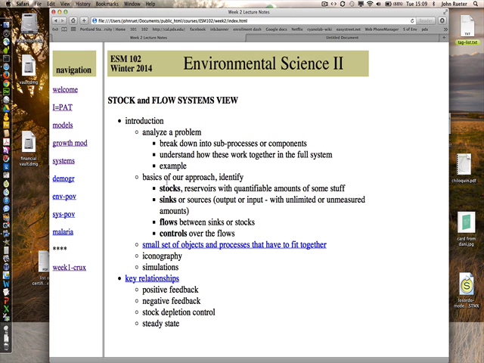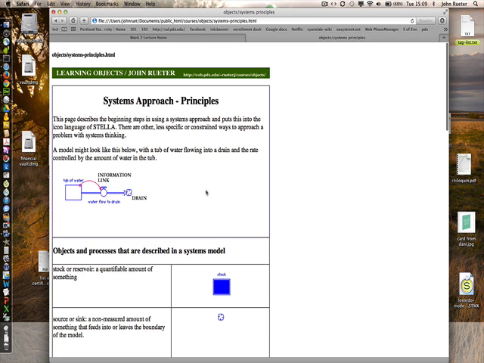And the 4 basic things we're going to look at are stocks, which are reservoirs of some quantifiable stuff, sinks, which are sinks or sources. It's the same thing. It's either an output or an input with unlimited amounts, or it's outside the boundary of the model we're making. The flows, which can only go between sinks or stocks, and the controls over the flows. And to do this, we're going to use those 4 terms, but we're also going to use an iconography that represents those, so we can draw little diagrams.